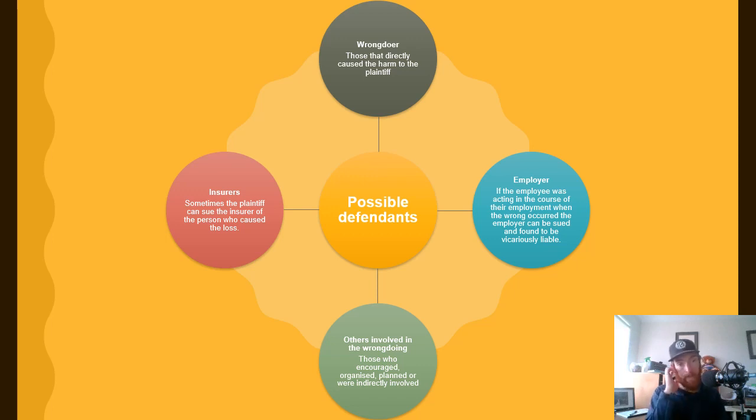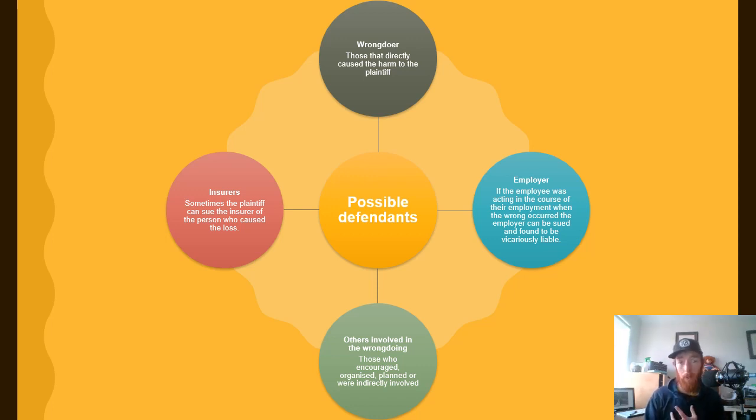Sometimes the plaintiff can sue the insurer of the person who caused the loss. So if the person who caused the loss can't afford to pay the remedy or damages, sometimes people will actually take action against their insurer to get that compensation back.